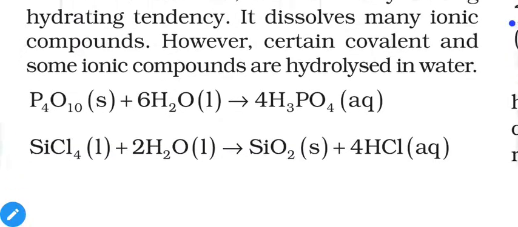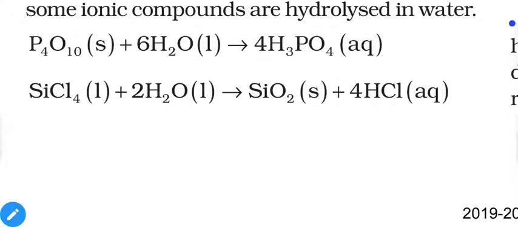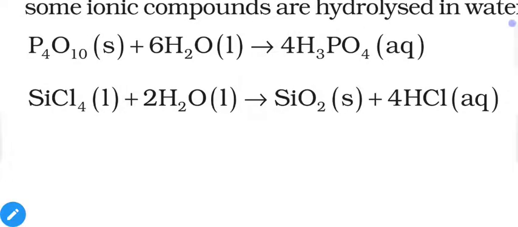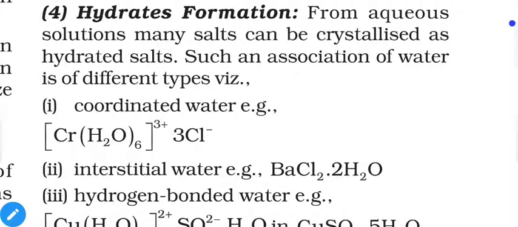Now next, the hydrolysis reaction. In a hydrolysis reaction, the water molecule will participate with some molecules as follows. P4O10 with water gives H3PO4, and SiCl4 with water gives SiO2 and HCl. That means the water molecule either combines completely with the compound or it will dissociate and give us a replacement or substitution reaction. Then last we have hydrate formation. From aqueous solution many salts can be crystallized as hydrated salts, that means salts containing water molecules. And we have three different types of it.